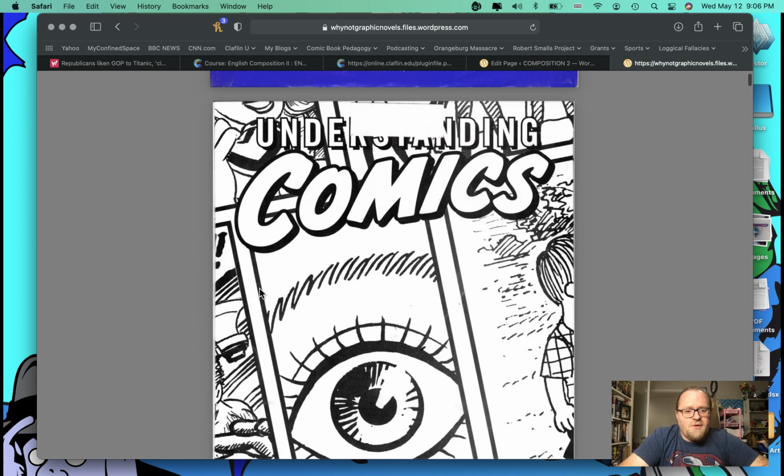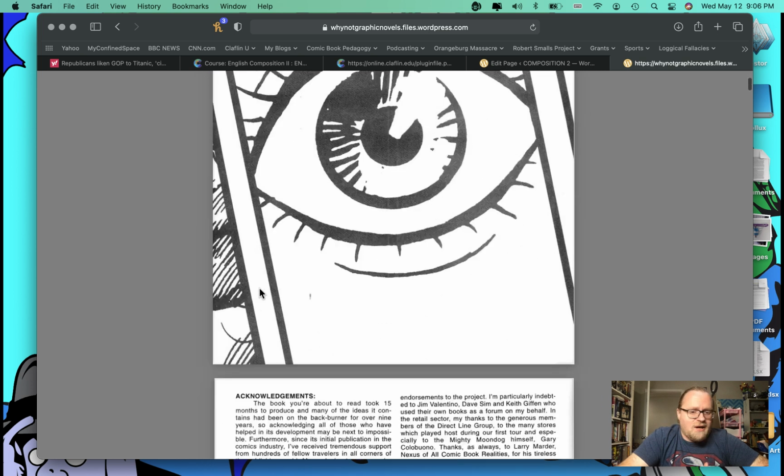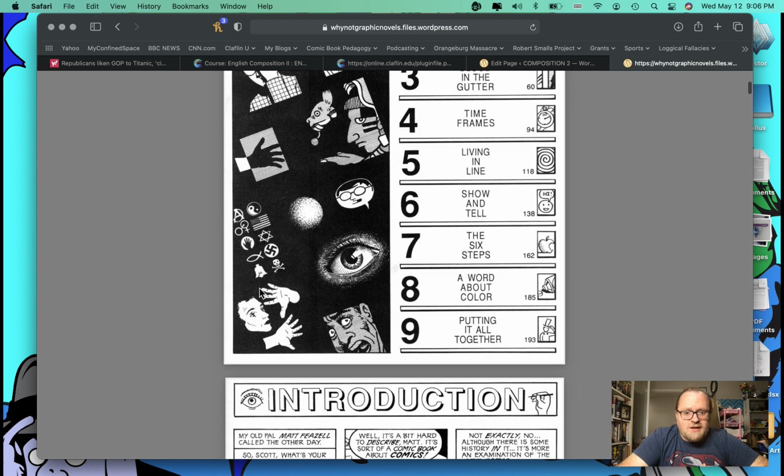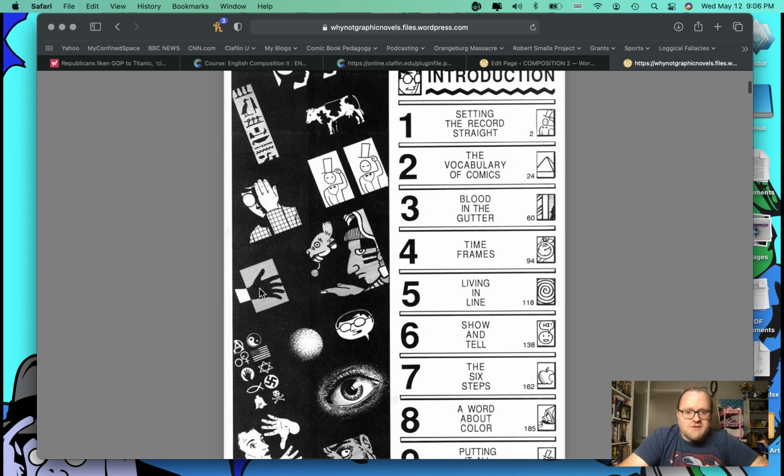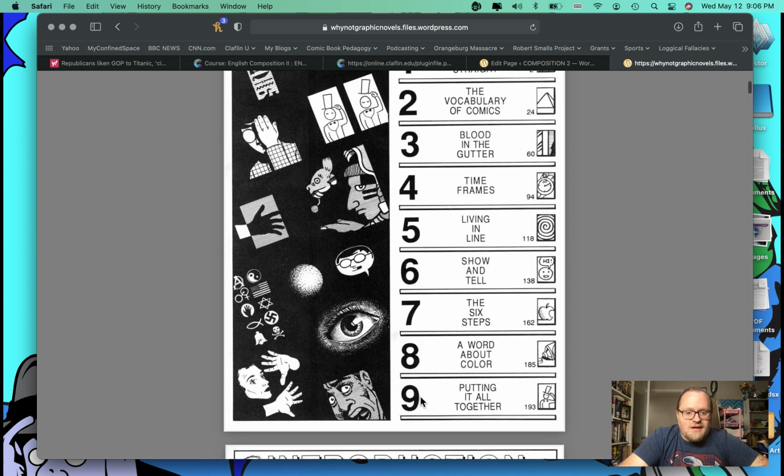But this is literally a graphic novel about what exactly graphic novels and comics are. Alright, and it's broken down into 9 chapters. I think the most particularly engaging ones are chapters 2, 3, 4, and then particularly chapters 5 and 8 are really good, and of course chapter 9. Chapter 8's a little expendable.